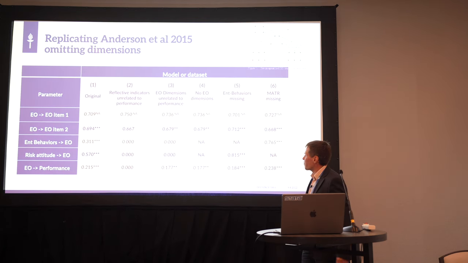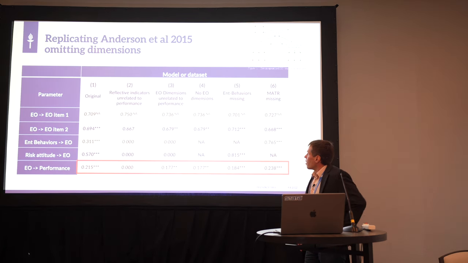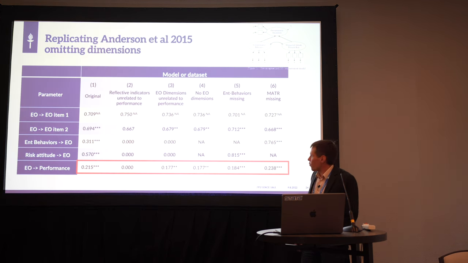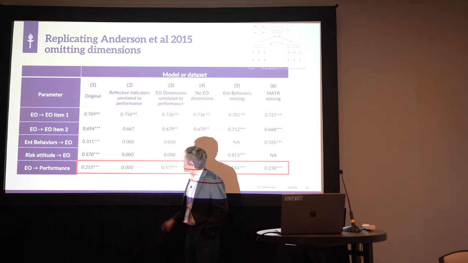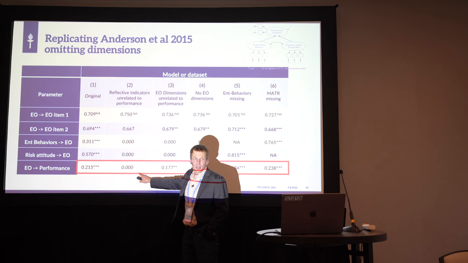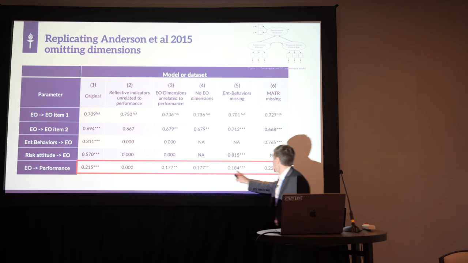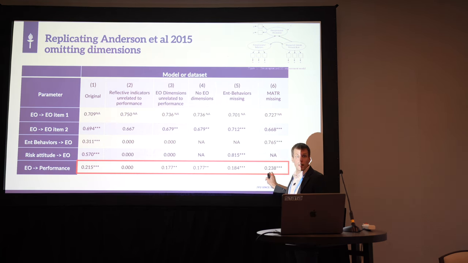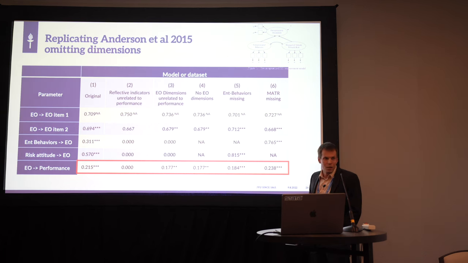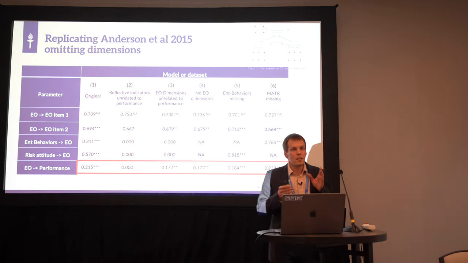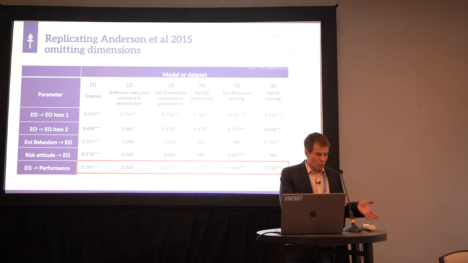We also saw, by replicating another scenario where EO dimensions are unrelated to performance, that when performance is considered, if the indicators used for identification are not related to performance, there is no effect. If EO dimensions are not related to performance, there is no difference. We can also freely leave out all the EO dimensions, and the result will not change. We leave out entrepreneurial behaviors, we leave out attitude, and the result does not change. It shows that these kinds of models don't measure the latent variable through the dimensions.